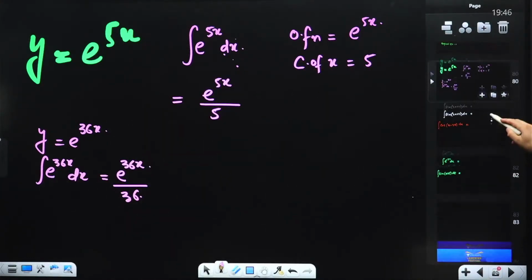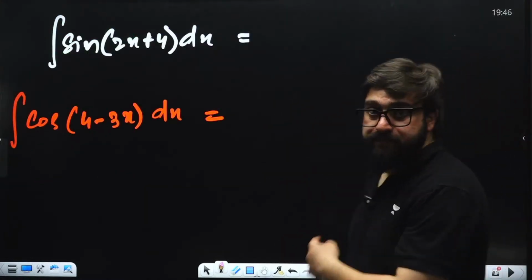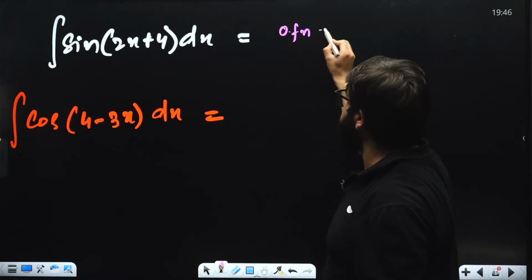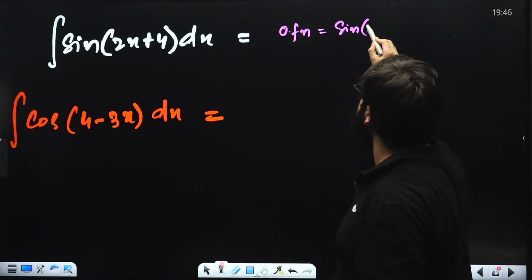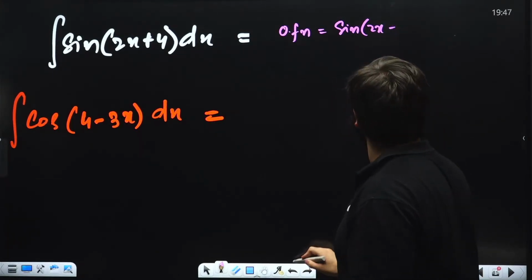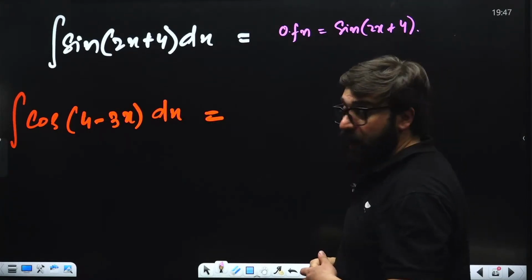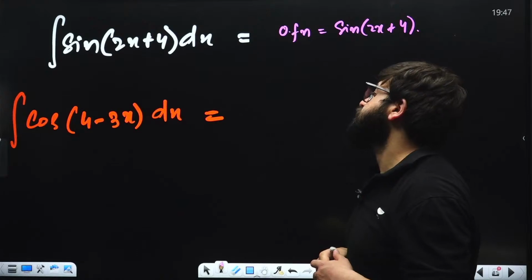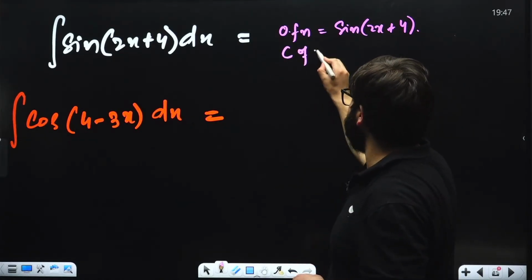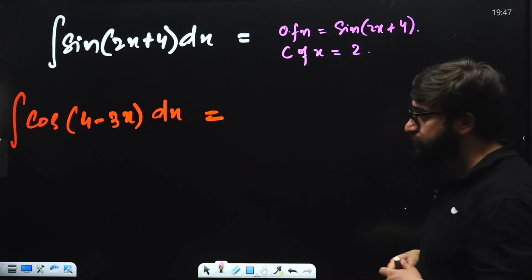Next, let's suppose you have got this question. In this case, if I talk about the outer function, that is sine of 2x plus 4. And if I talk about the coefficient of x over here, sir, that is 2, coefficient of x.